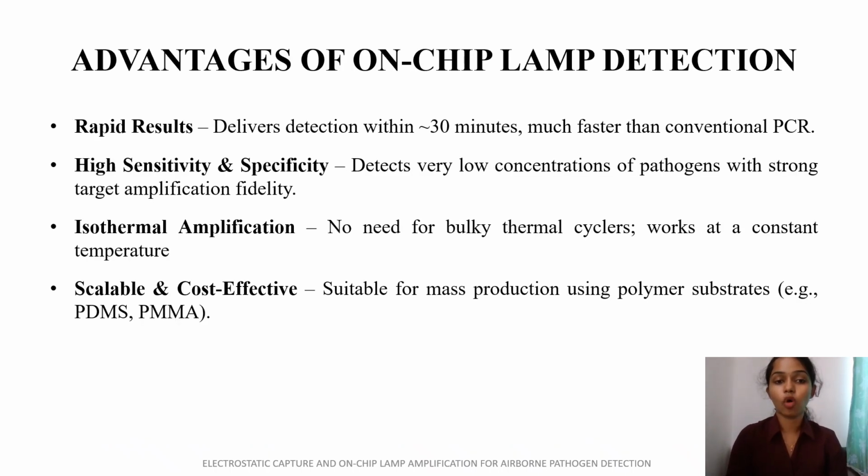The advantages of on-chip LAMP detection: it provides rapid results, delivering detection within 30 minutes, much faster than conventional PCR. It has high sensitivity and specificity, detecting very low concentrations of pathogens with strong target amplification and fidelity. Isothermal amplification: no need for bulky thermal cyclers, it works at a constant temperature, and is scalable and cost effective, which is suitable for mass production using polymer substrates like PDMS, PMMA, etc.